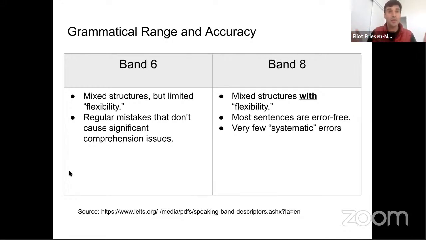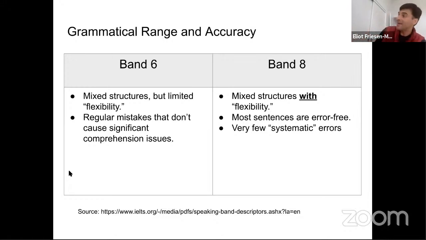You have flexibility. If you need to speak about the past, about the future, if you need to use conditionals, if you need to use complicated, complex sentences to express your ideas clearly, you can do that, and it doesn't appear to be a struggle for you that much. Well, a band 6 response can do some of that. There's evidence that they can use a variety of structures, but they don't do it as flexibly as somebody who scores higher.